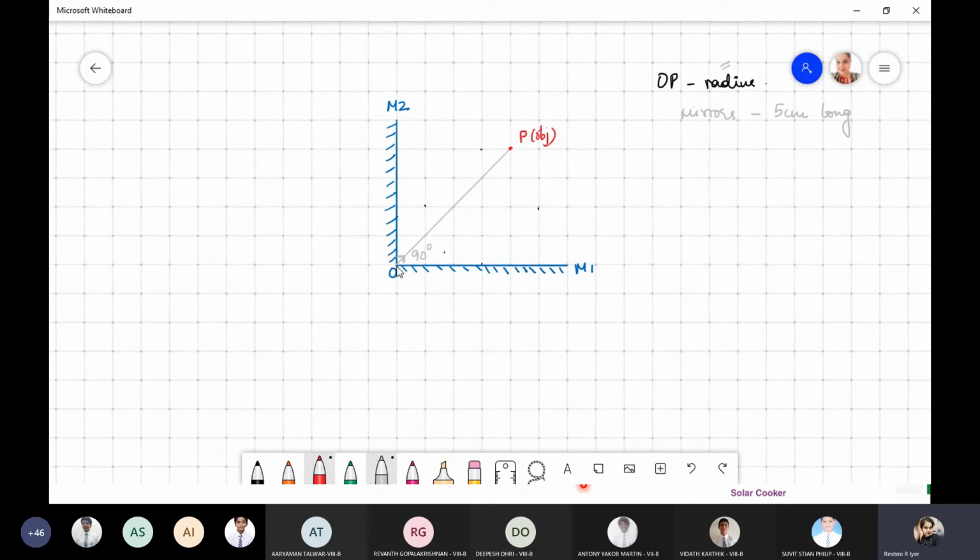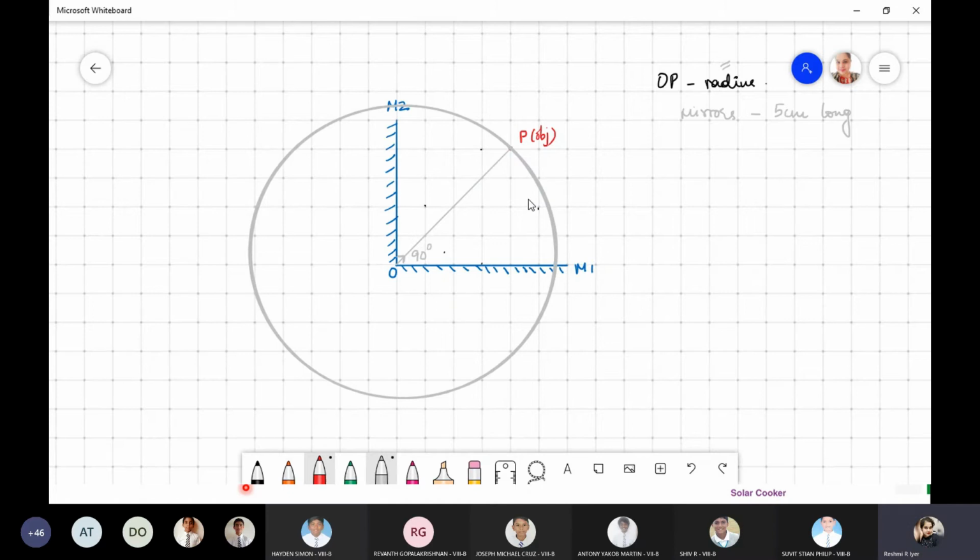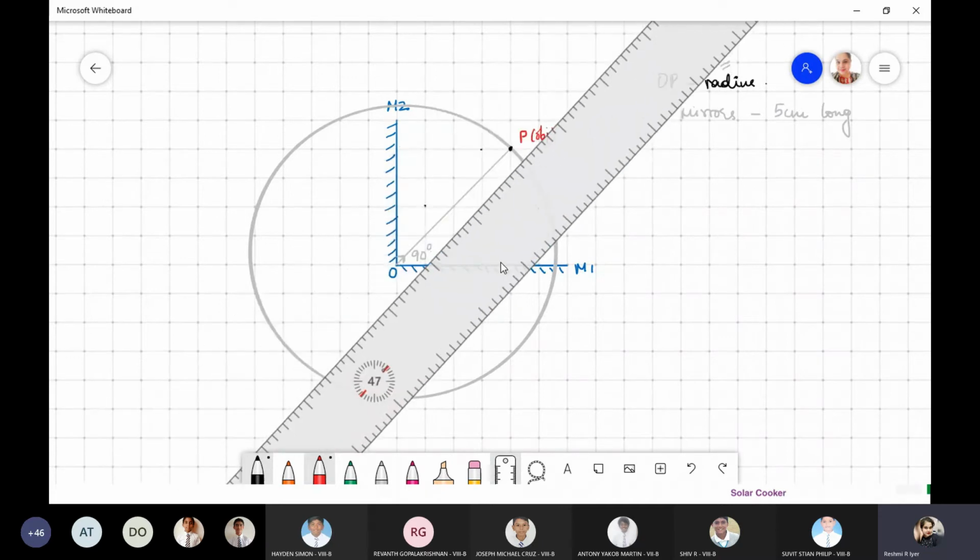Take distance OP on your compass. Place your compass point at O and keep your pencil at P, and then draw a circle. Now we know that P is on the circumference of the circle. Can you all see this? Yes. Okay, now follow the instructions very, very carefully.